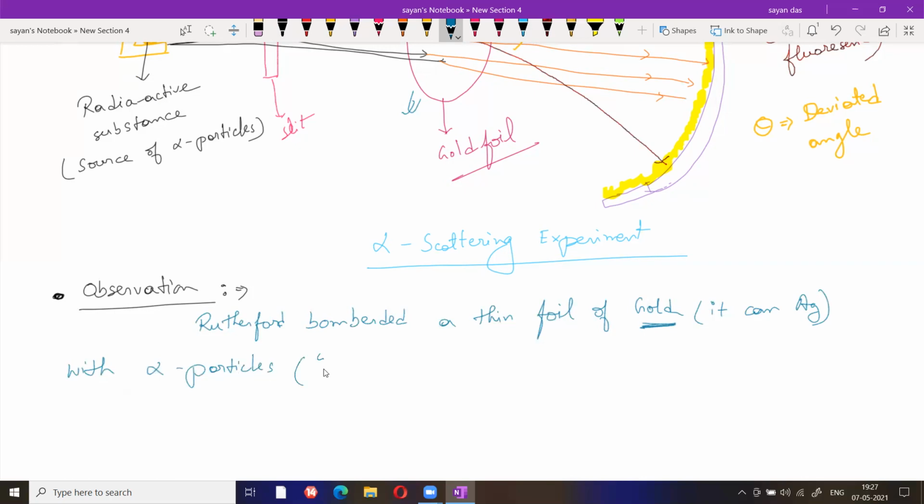Alpha particles is nothing but 4He2. This is the alpha particle. What is the charge of the alpha particle? 2p. This is the charge of the alpha particle. What is the mass of the alpha particle? This is the atomic mass of the alpha particle, which is 4 AMU, where AMU is called atomic mass unit. What is the value of AMU? 1 AMU is 1.67 into 10 to the power minus 23 kg.